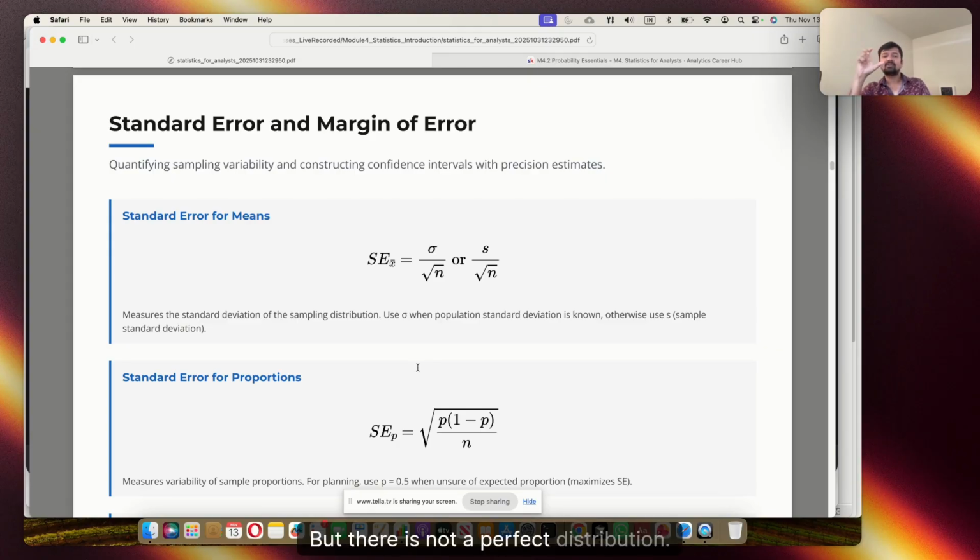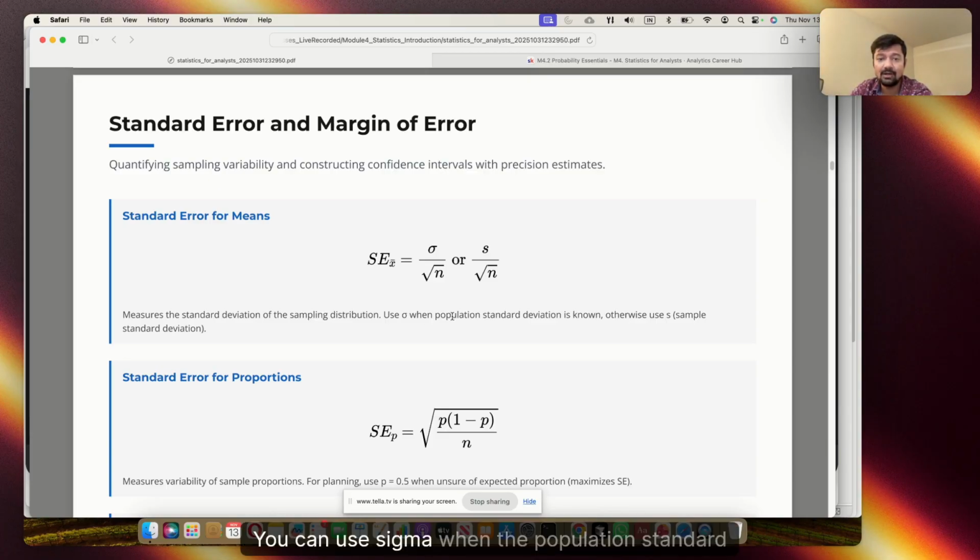But if there is not a perfect distribution, then the chance of getting a high standard error is high. The mean can be super sensitive to outliers. So you need to measure the standard error, that is, the standard deviation of the overall sampling distribution.